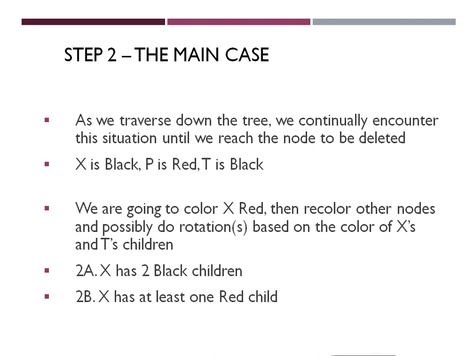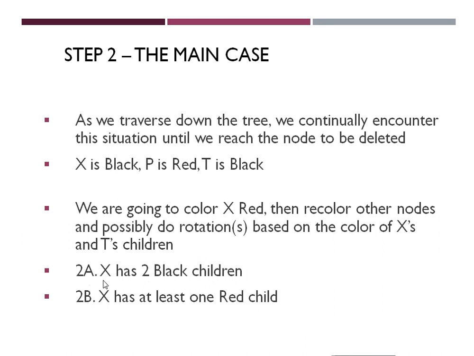Step 2, here is the main case. As we proceed down the tree, we continually encounter this situation until we reach the node to be deleted. The situation is X is black and P is red and T is black. We know the situation, P is the parent of X and T. So we are going to color X as red, then recolor the other nodes and possibly do some rotation based on the colors of X and T's children.